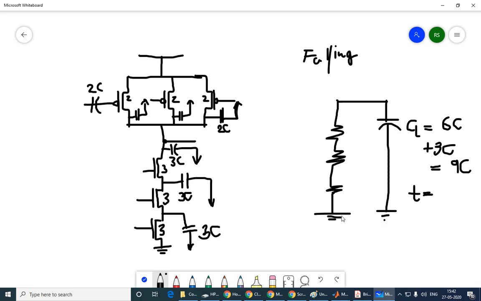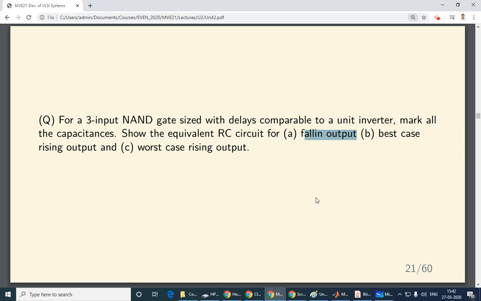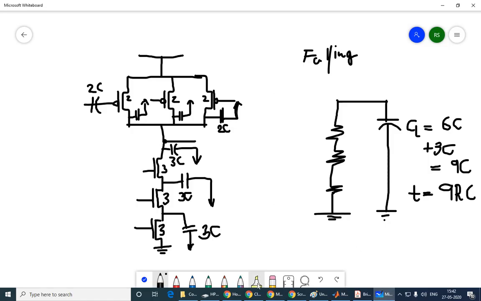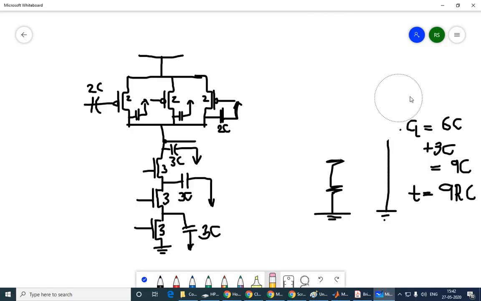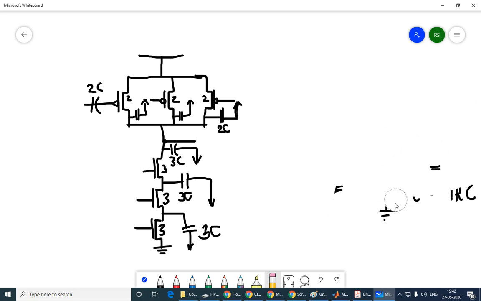And if you want, you can also say delay equal to how much according to the RC delay model. Capacitance is 9C. What is the total resistance? R by 3, R by 3, R by 3, so it is going to be nothing but R. The delay is 9RC according to the RC delay model. That is the equivalent circuit. Output capacitance is 6C plus 3C, 9C. This is for the falling transition. Now go back to the question: best case and worst case output. So this is something that we didn't anticipate. Okay, so let us go to the rising transition.